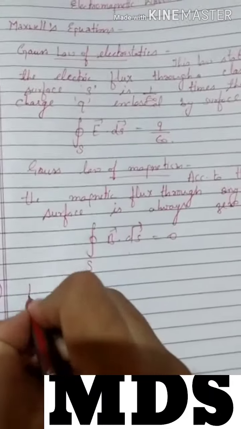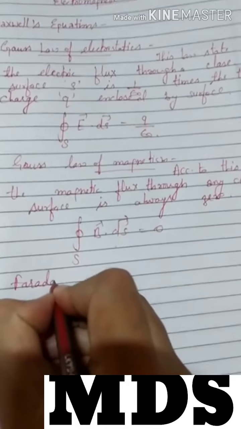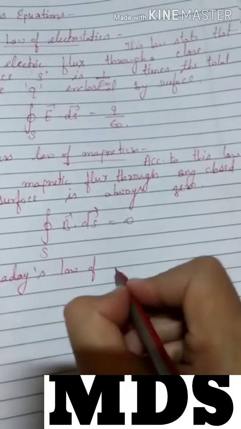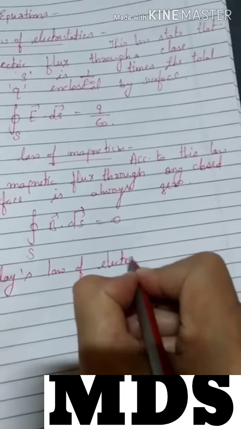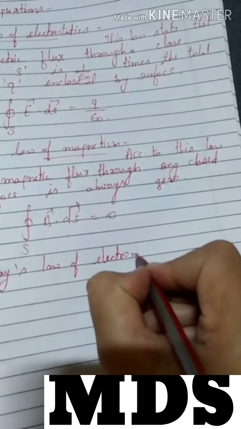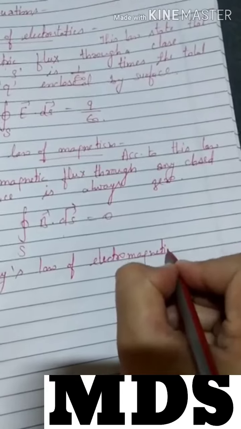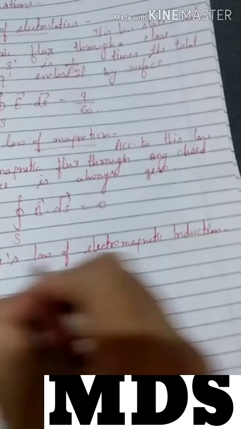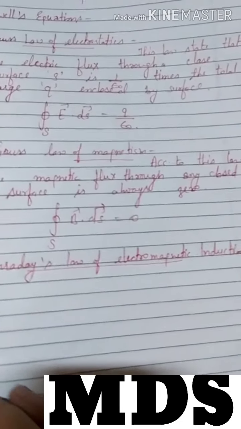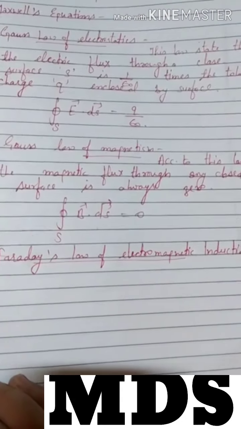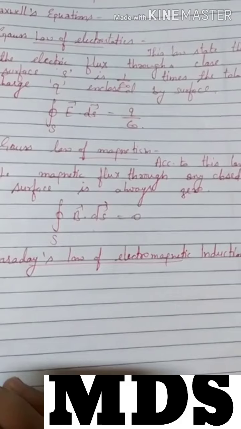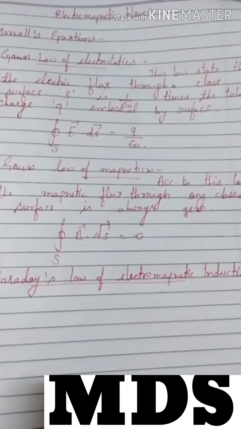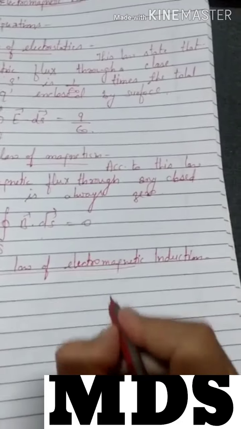Next is Faraday law of electromagnetic induction. This also we know, that a changing magnetic flux induces an electric field. Then we can write it.